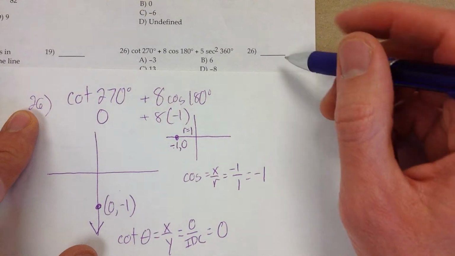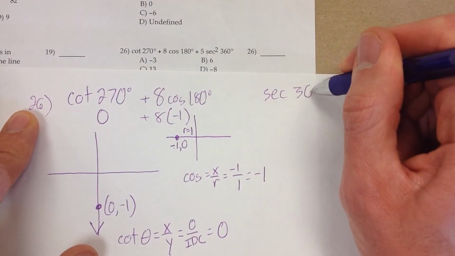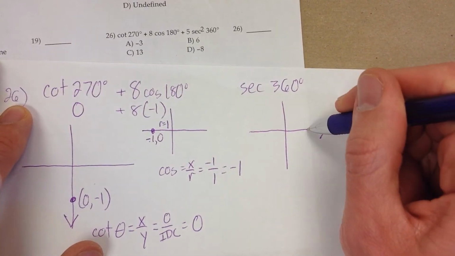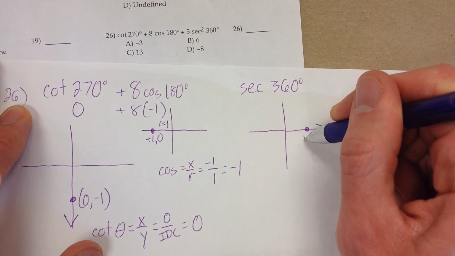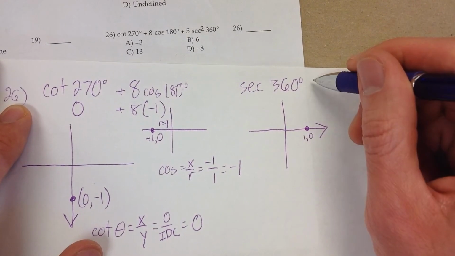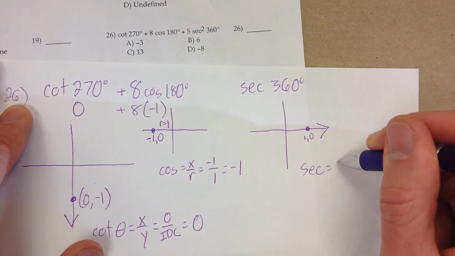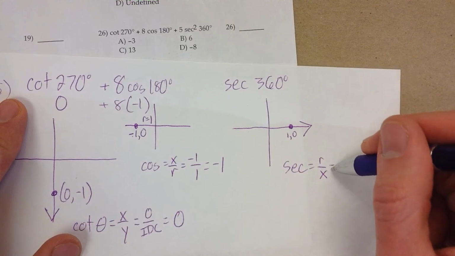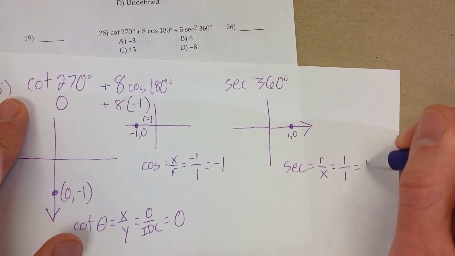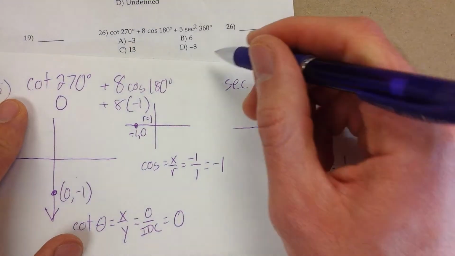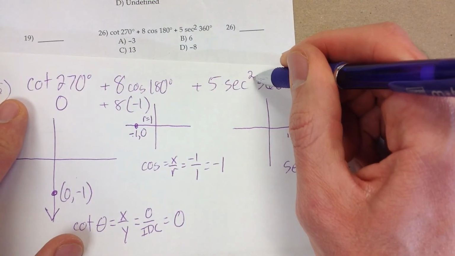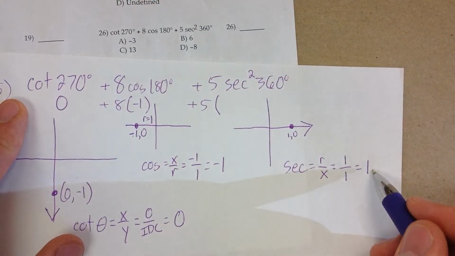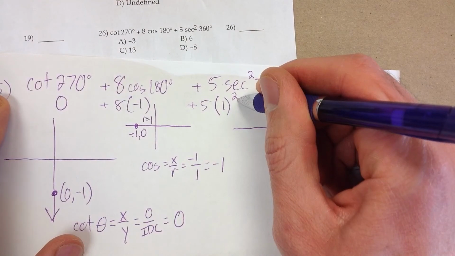And then the last one, secant 360. 360 is here. A point I suggest would be 1, 0. You need to know that secant is r over x. The r is 1 with these points I use. So it's 1 over 1, which is 1. And it's actually plus 5 secant squared of 360. So it will be plus 5 times 1 squared, which is still 1.